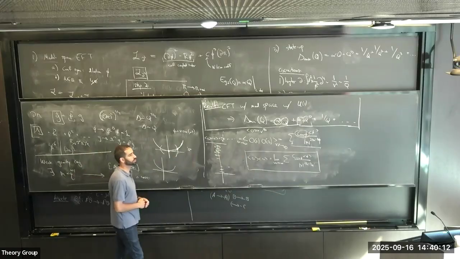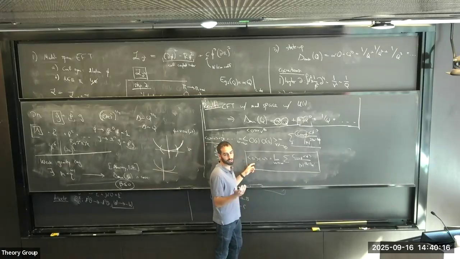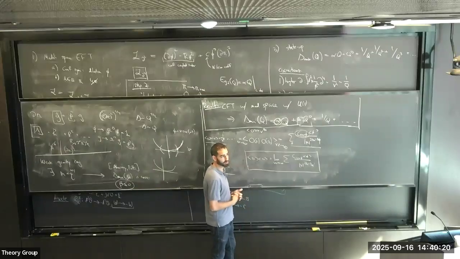You can do some simple things. You can prove with this equation that if one operator gets a VEV, then there has to be an infinite number that get a VEV. That you can do pretty easily with this equation. But I don't think we got anything more out of it.